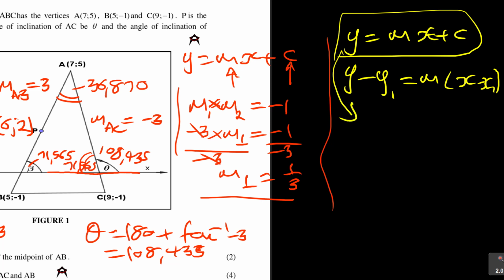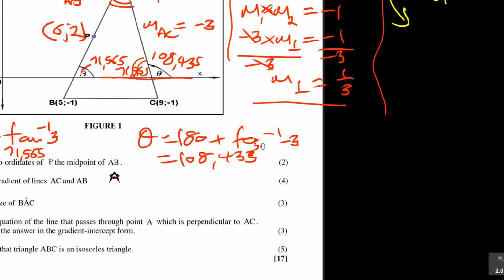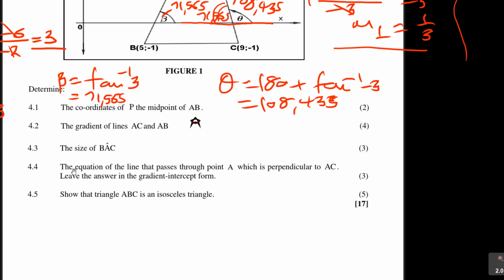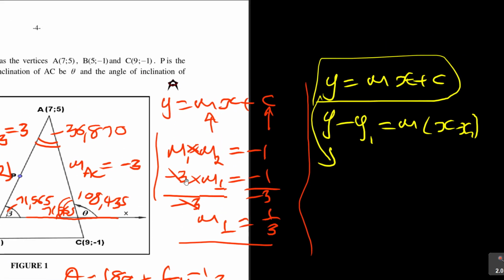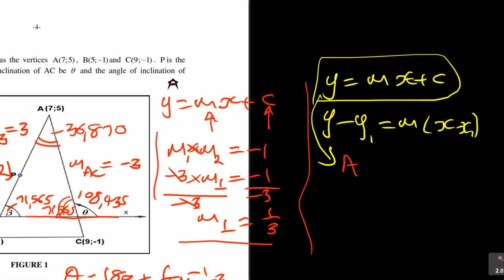Wait, but now, let's read the statement again. I need the intercept? Let's read the equation. It says the equation of the line that passes through point A, you see? So we go back to that point A. We need that point A for that equation. Our A is what? 7, 5. Okay, so if it passes, that will become our Y, so that will be our C.